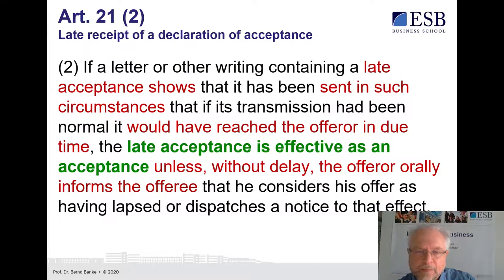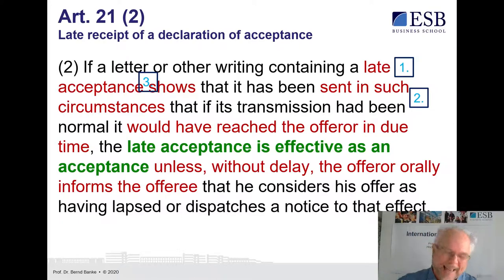And then comes another prerequisite. It's a dangerous one. Now let's count. One, we need a late acceptance. Two, it must have been sent under such circumstances that normally it would have reached the offerer, the other party, in time. Three, it must be possible for the offerer, in our case usually the other party, to realize there was something going wrong.